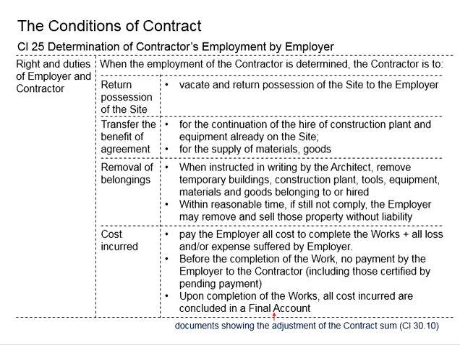Then the employer and the contractor will resolve the monetary issues. After completion of the work, all the costs incurred are to be concluded in the final account. The final account is the document showing the adjustment of the contract sum. For more detail, you may refer to clause 30.10.